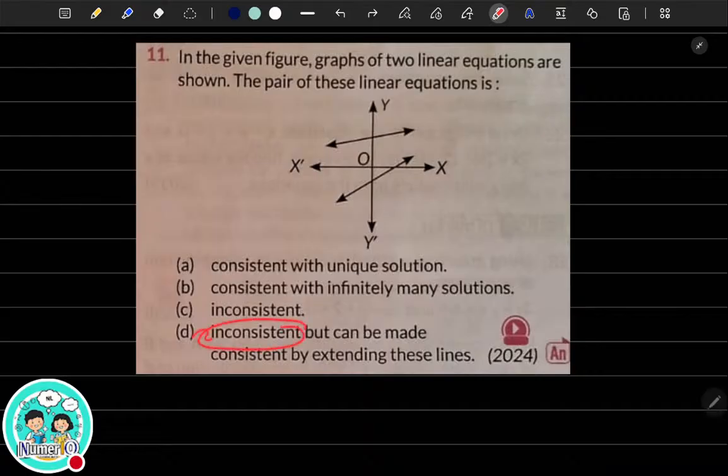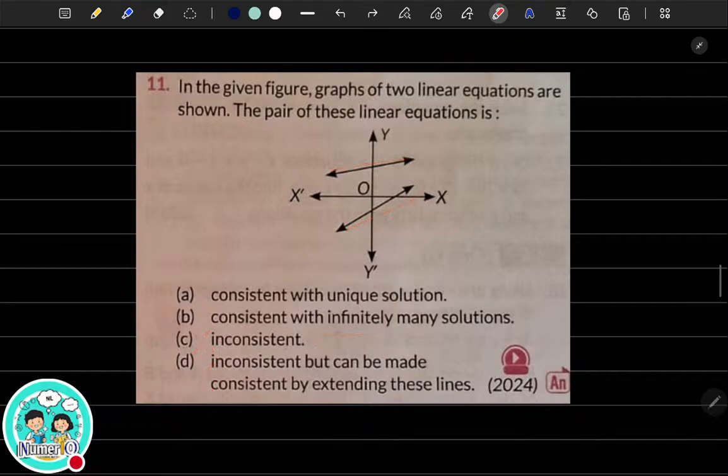Is it inconsistent right now? No. Are they parallel to each other? No, right? What do you mean by inconsistent? Inconsistent means the lines are at present parallel. Do you see these two parallel? No, D is not the correct answer. C is also not the right answer, because inconsistent means parallel lines. They are not parallel to each other, right?